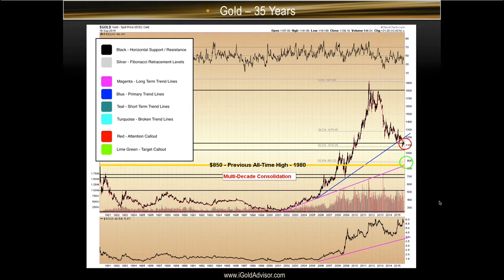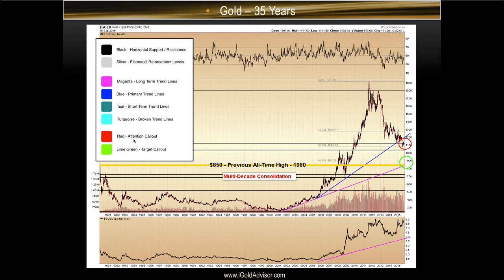So let's pull up that key here just so we're all on the same page again about what all these lines mean. We've got our horizontal support and resistance lines shown in black. We've got our Fibonacci retracement levels here in silver. Previous all-time high shown in gold. The long-term trends shown in magenta. The primary trend lines shown in blue. If we have short-term trend lines, that'll be in teal, and broken trend lines will be showing in turquoise so that you can quickly see them, but at the same time still not forget about those broken trend lines because they are important.